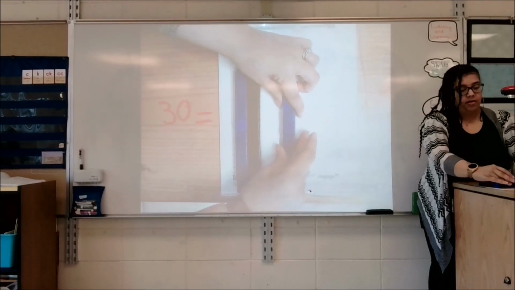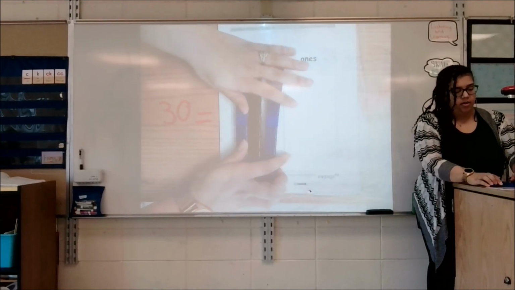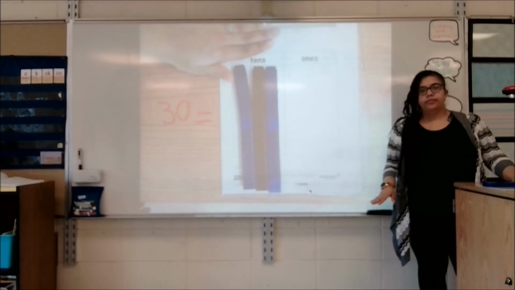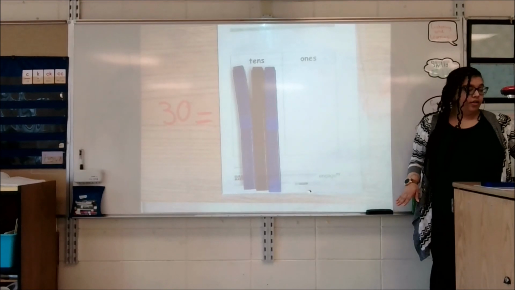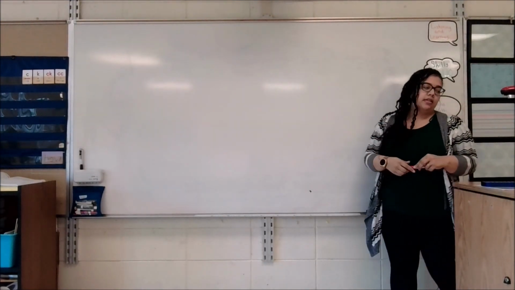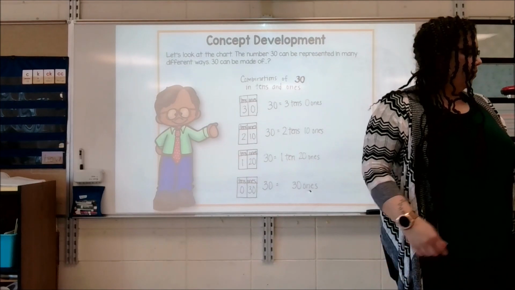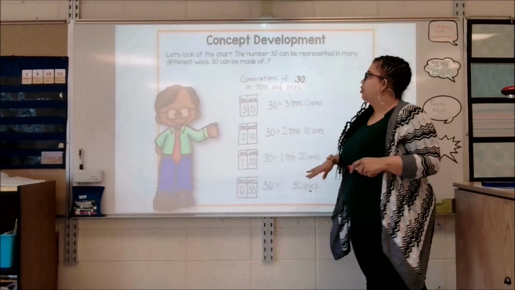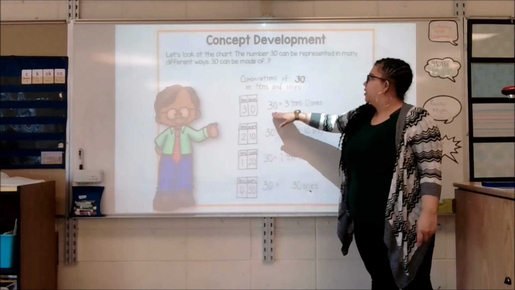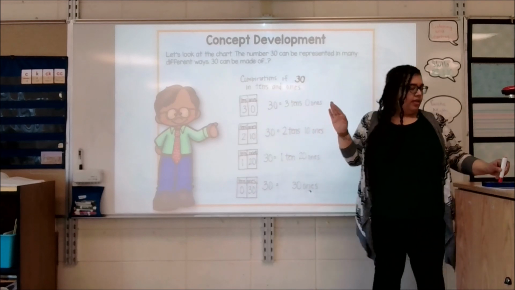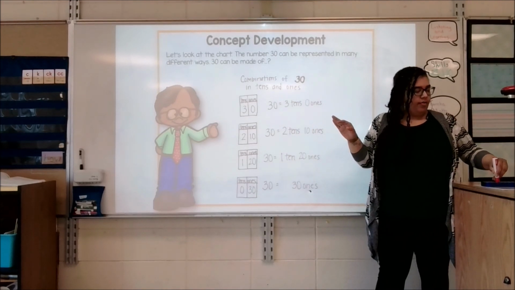So now we see that we have what? 30 is equal to 3 tens. Good. 30 is equal to 3 tens. Excellent. Good. So just as pictured here, 3 tens, 0 ones, 30 is equal to 3 tens and 0 ones. This is the numbers to match our pictures.